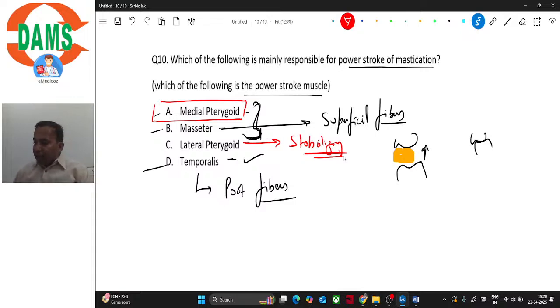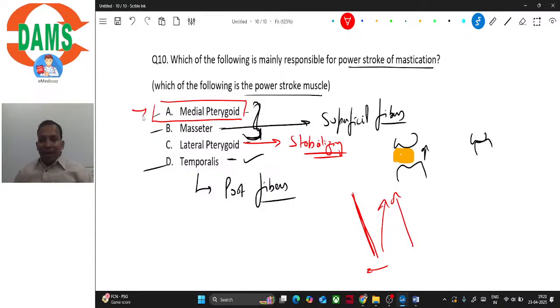Now medial pterygoid has a mediolateral orientation, right? Also superior-inferior, as you can see, it is oriented mediolaterally and superior-inferiorly. The power stroke also has the same direction as the direction of the medial pterygoid muscle, and that is why we say that the medial pterygoid is the primary muscle involved in the power stroke, right? It is the primary muscle involved in the power stroke.